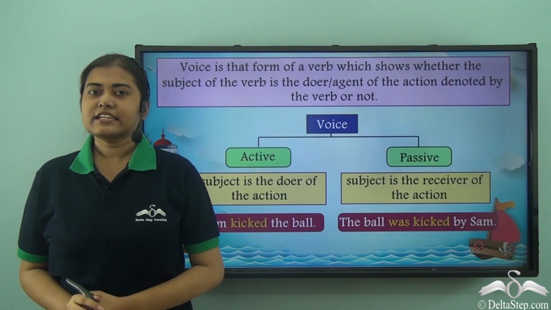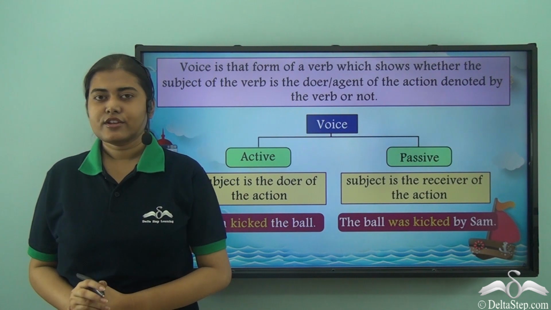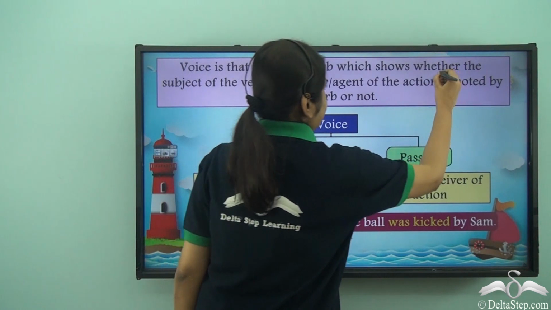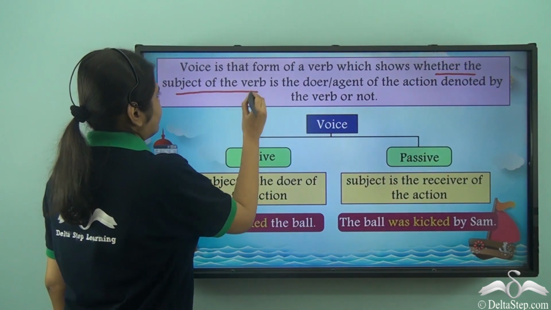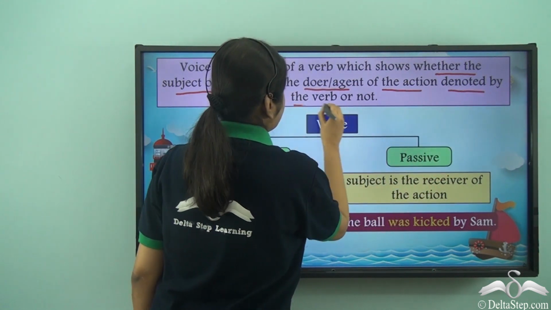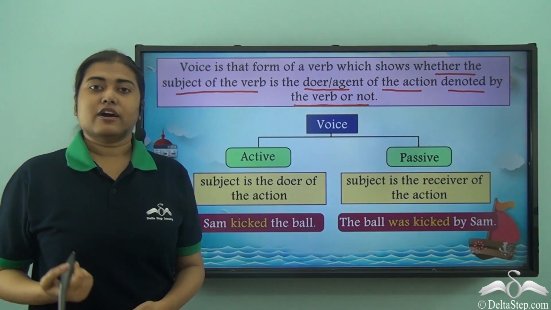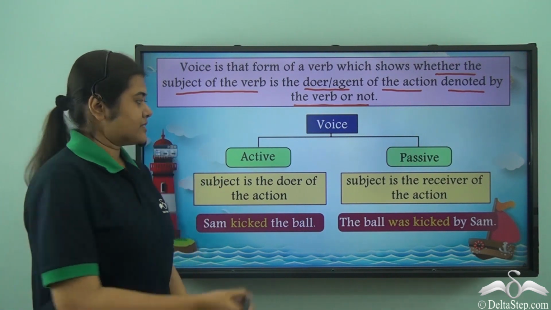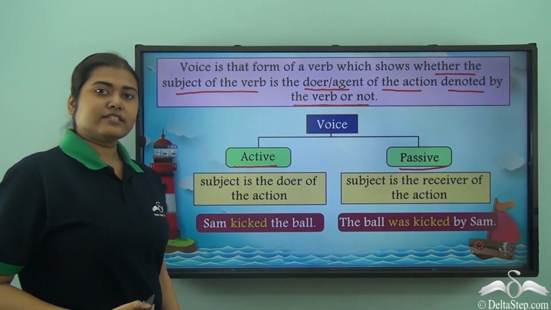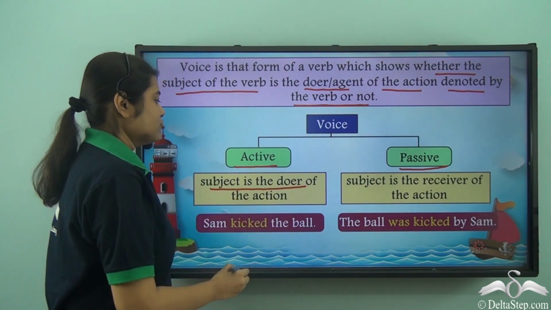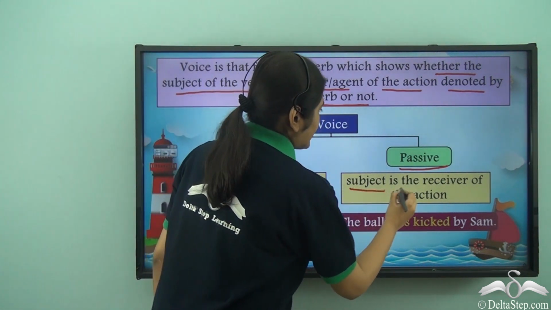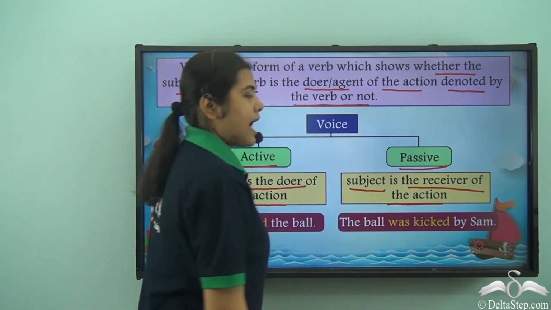We have already learnt about what a voice is. So voice is that form of the verb which shows whether the subject of the verb is the doer or agent of the action denoted by the verb or not. Now voices are of two types, the active voice and the passive voice. In the active voice, the subject is the doer of the action, whereas in the passive voice, the subject is the receiver of the action.